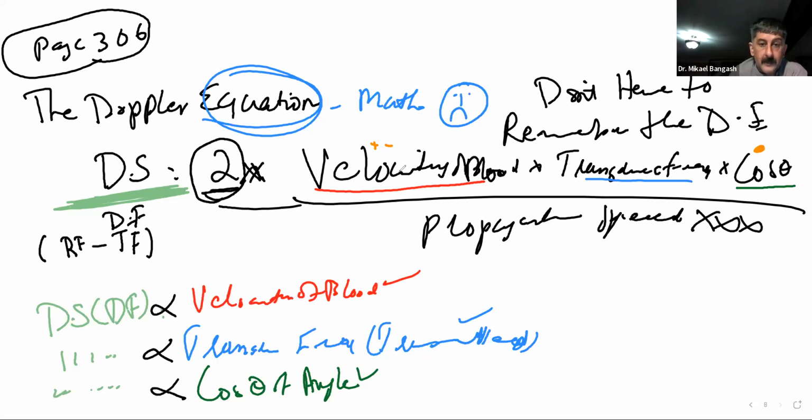Where here we can mainly say a great speed will give you a great Doppler shift. A low speed will give you a low Doppler shift. Whereas the positive and negative was just towards the transducer or away from the transducer.